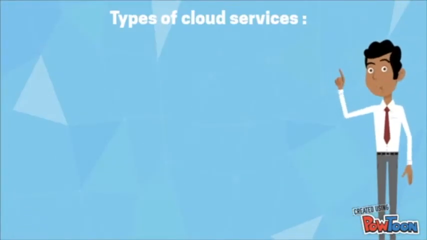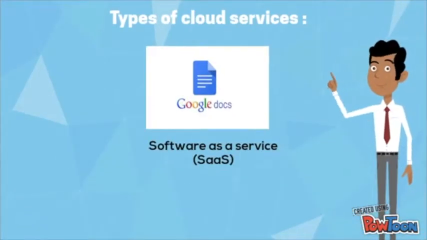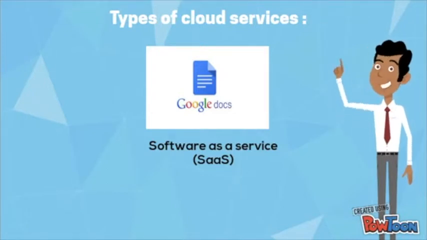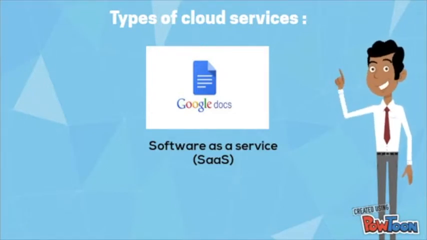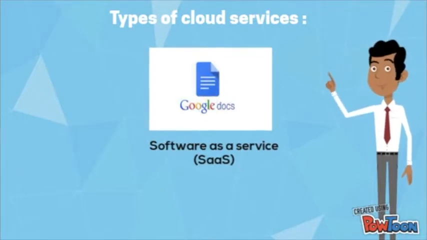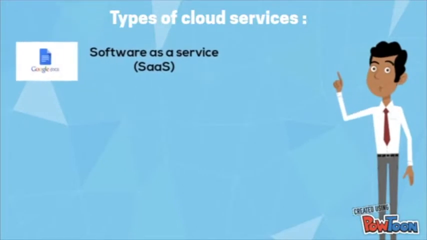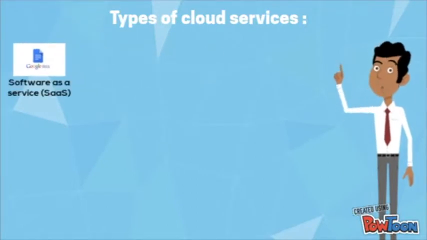Types of cloud services. We have software as a service. It is a service that offers on-demand pay-per-use of application software to users. This service is platform independent. You don't need to install the software on your PC because it's running on a web server.